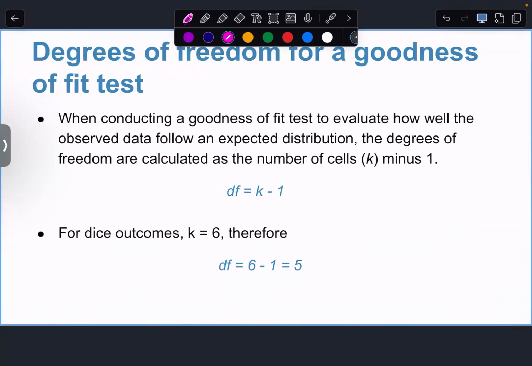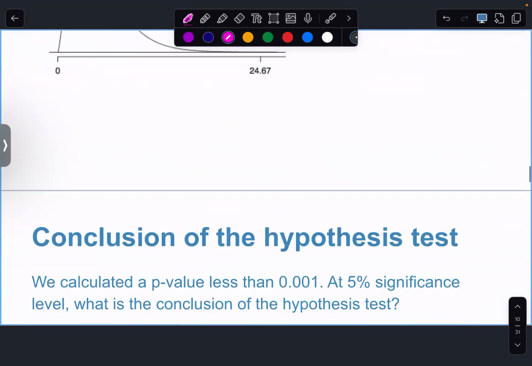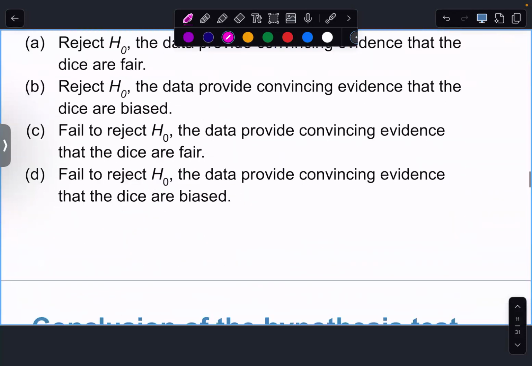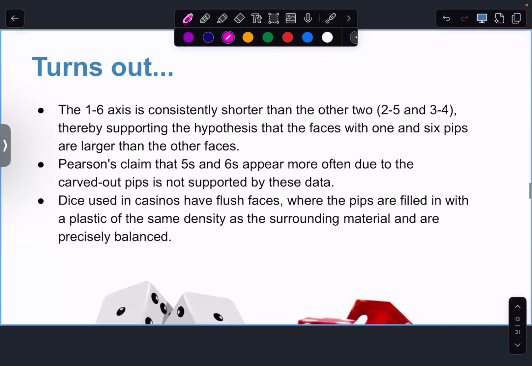We already did this, so I'm going to skim through it. Finding the p-value, and we already said our conclusion. And so there's kind of some background on why that's the case. I guess the 1 to 6 axis is shorter than the other two.